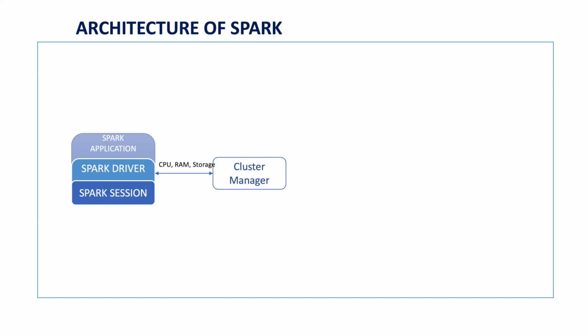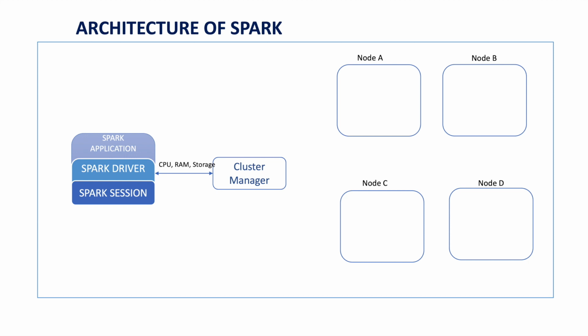Let us see what happens after the driver requests CPU, RAM, and storage from the cluster manager. Let us assume that we have 4 nodes in our cluster: node A, node B, node C, and node D. And we are operating on 10 GB of data, which is split into 2 blocks, B1 and B2. This block split is just for our assumption to understand this picture. And let us say block B1 is available in node A and block B2 is available in node C. So the cluster manager has 4 nodes to start the executors.